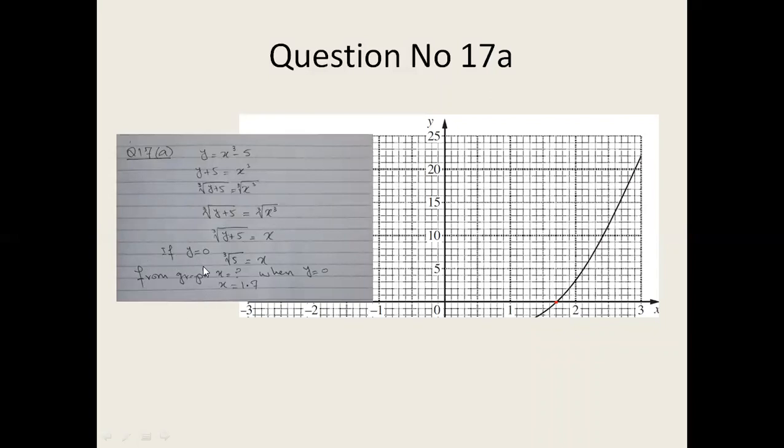So if y equals 0, then x cube minus 5 equals 0, so x cube equals 5. So you will have x equals the cube root of 5. From the graph, x is found when y is 0, because you get this number from here if you put y as 0. So on this graph, y is 0 here, where it cuts the graph, and this line is y equals 0.